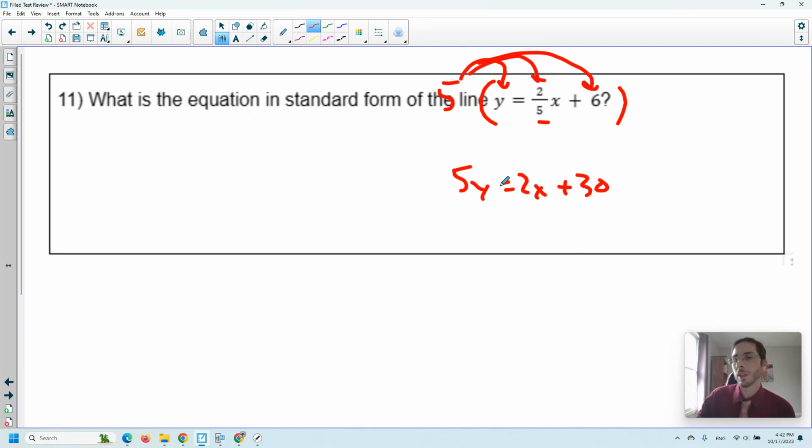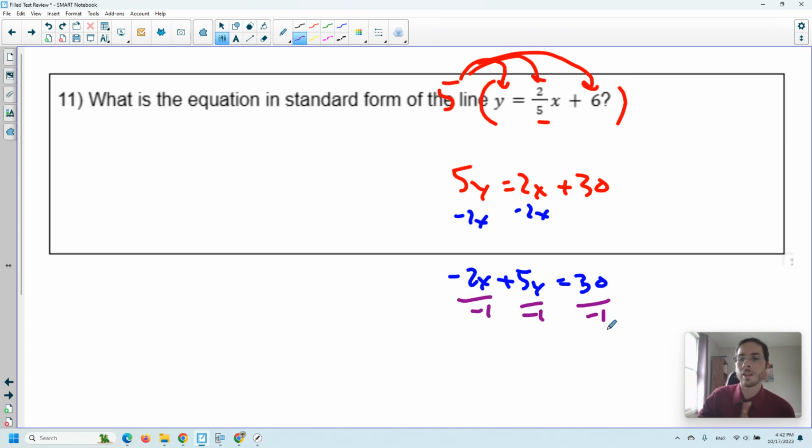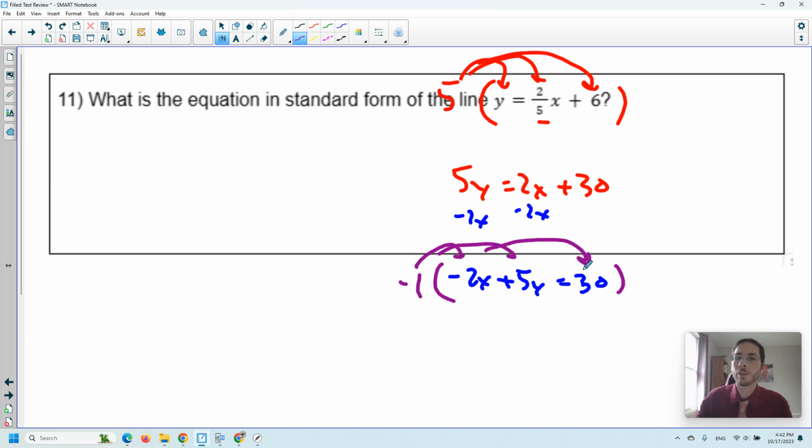Now, the other thing I got to do is get the x and the y on the same side. That's pretty quick. We subtract 2x from both sides. So negative 2x plus 5y equals 30. And then the other thing we said in class is that we want the x's to be positive. So that means I'm going to switch all the signs. To switch all the signs, I effectively divide everything by -1. Or I guess it makes a little bit more sense at this point to just distribute a -1 to everything. Multiply everything by -1. This is going to give us 2x minus 5y equals -30.